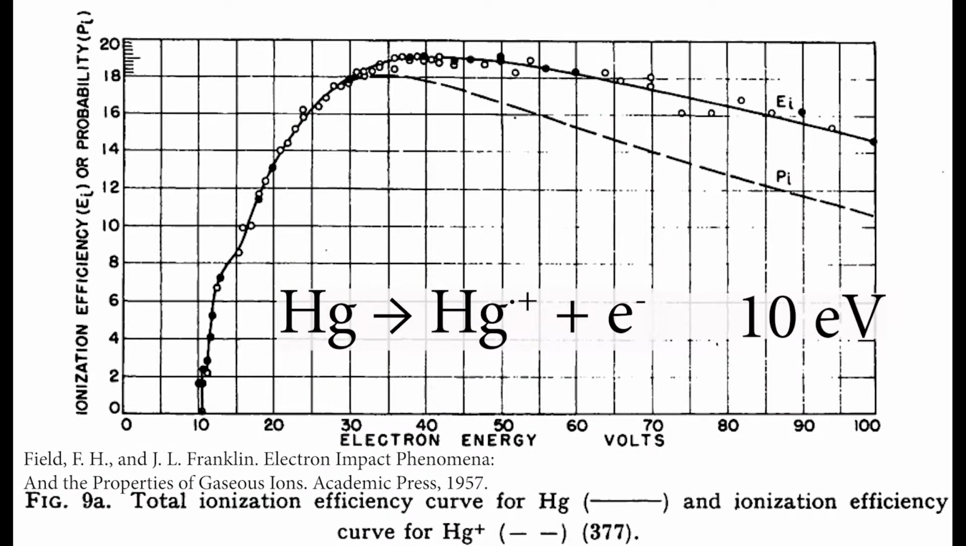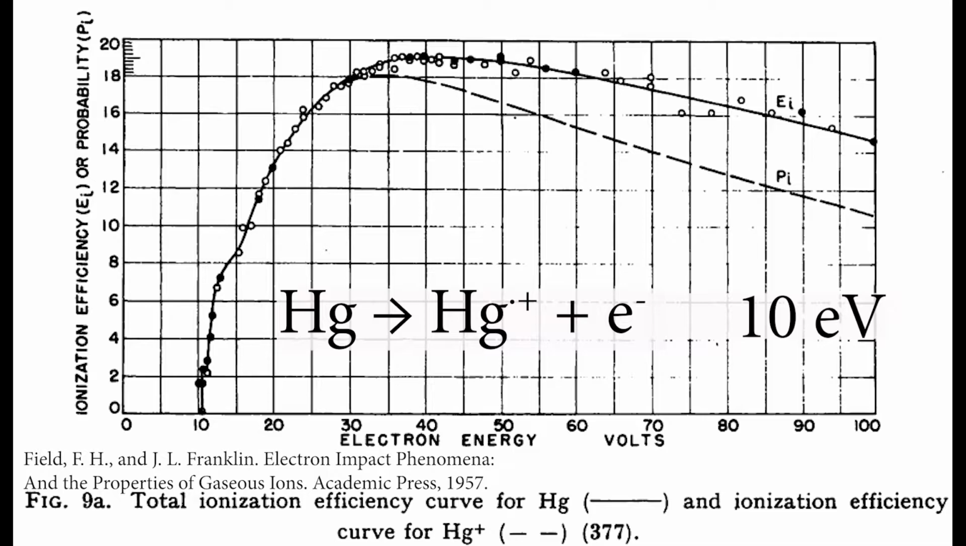Mercury's ionization potential is 10 electron volts. So in theory, we could put 10 electron volts of energy into mercury and it would ionize. But if we look at this plot, it's telling us as we increase the energy, we increase the number of ions that we actually get. So while 10 is the bare minimum, you can see on that plot at 10, that's when you actually start to get ions. On the y-axis, they're telling you how many ions you get.